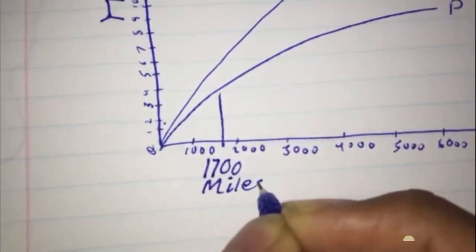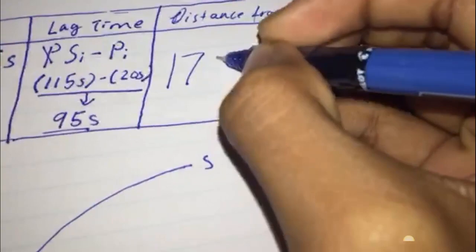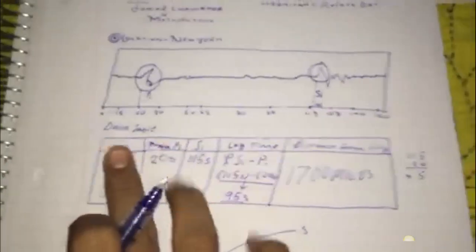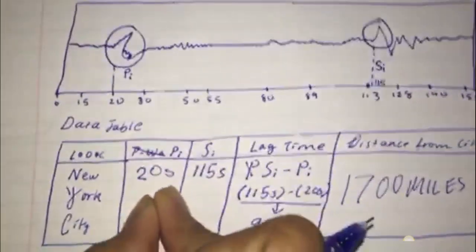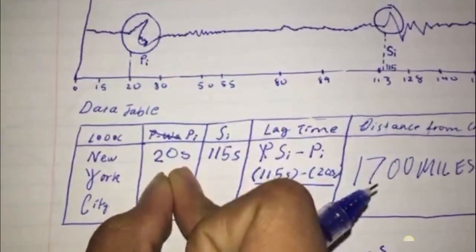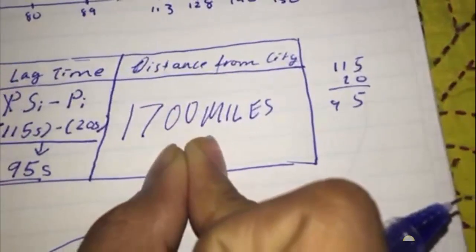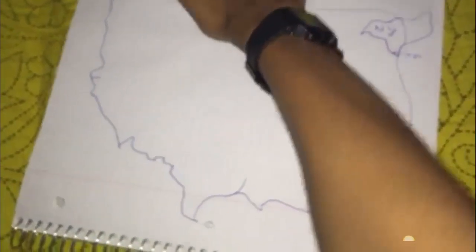Now, how do we plot that on a map? Well, before we do that, let's just finish up our data table. 1,700 miles. Okay, so we finished our graph as well as our data table, and we know all these aspects about the earthquake. We know the initial P wave arrival time, the initial S wave arrival time, the lag time, as well as the distance from the city. Now we're just going to plot that right over here on my very crude map.